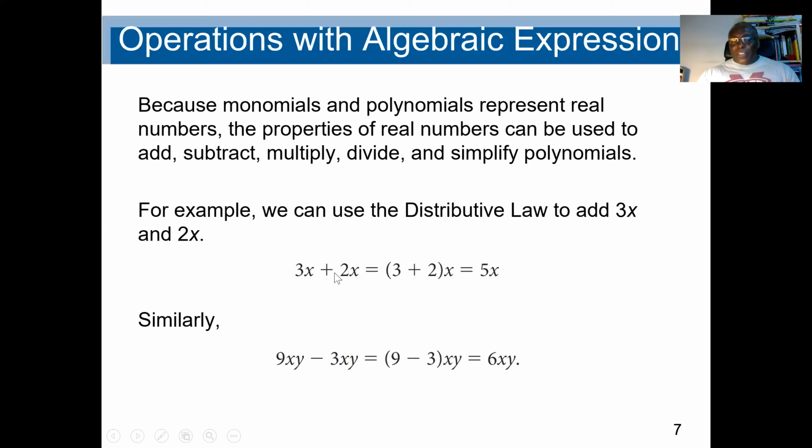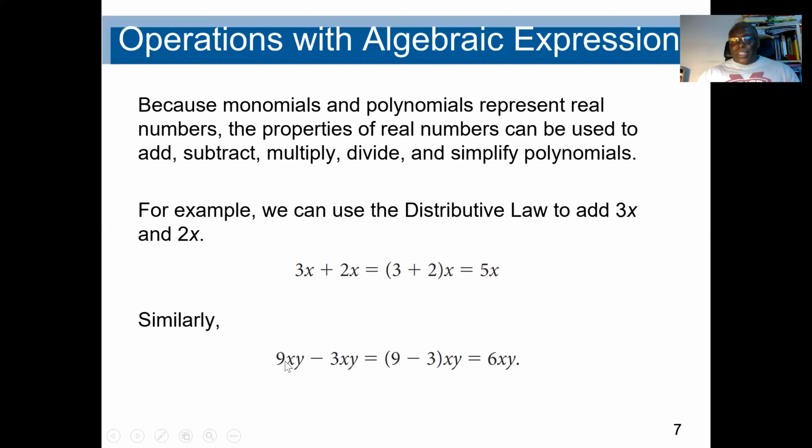Now, if I have 3x plus 2y, I cannot do anything. I can't combine it because the terms are different. Similarly, the difference is the same thing. In order to combine or find the difference of 2 or more terms, the terms have to be the same.